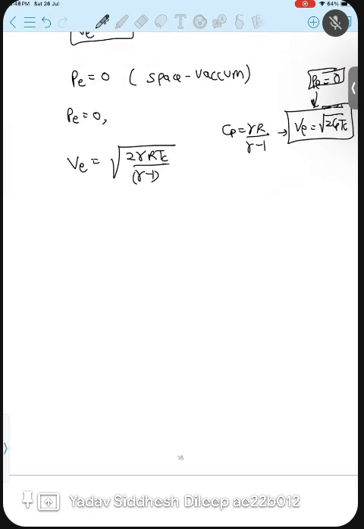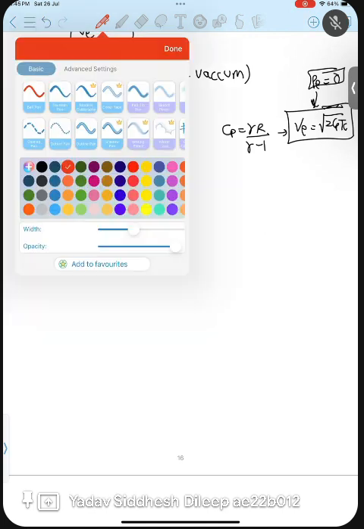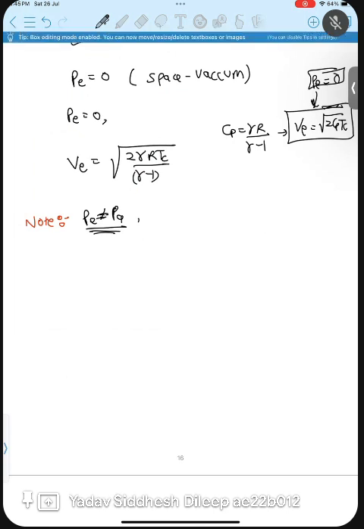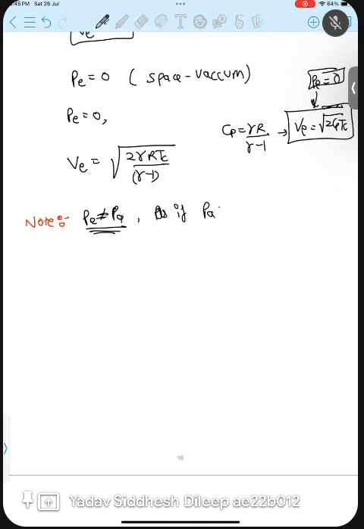Now some points to note here. Note that P exit is not necessarily equal to P ambient. For example, in space, in outer space or vacuum, when the ambient pressure is 0, it doesn't necessarily mean that the exit pressure will also be 0.